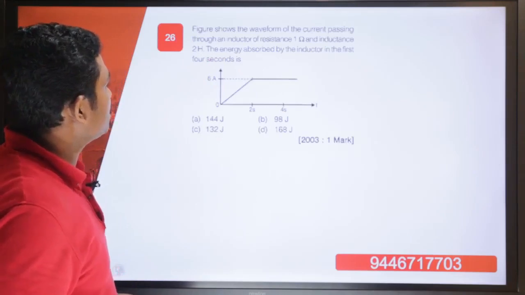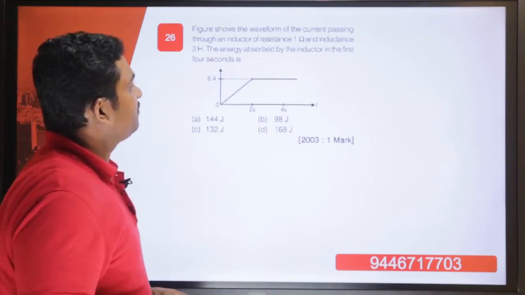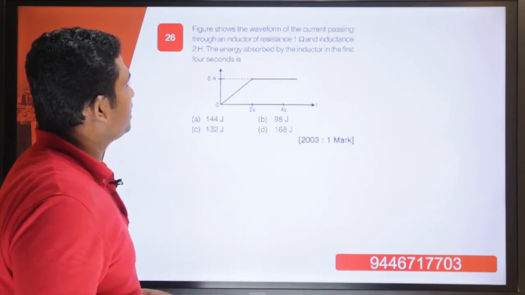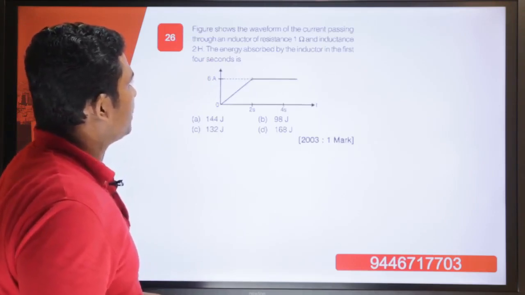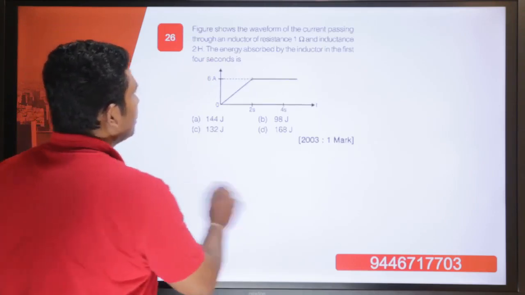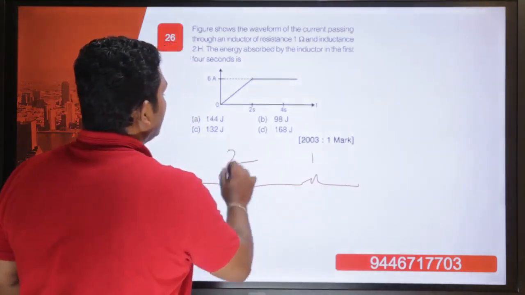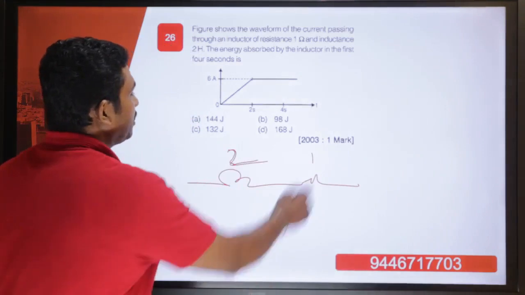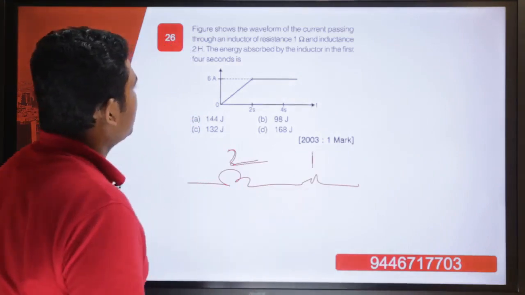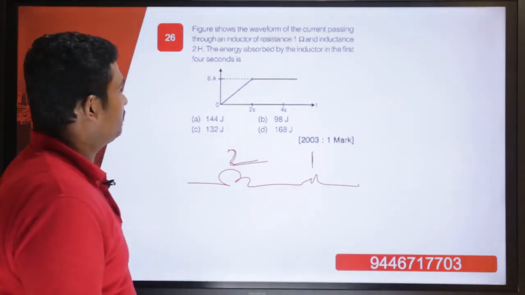Now going into question number 26. The figure shows the waveform of the current passing through an inductor of resistance 1 ohm and inductance 2 Henry. Inductance is 2 Henry and resistance is 1 ohm. The energy absorbed by the inductor in the first 4 seconds is to be found out.